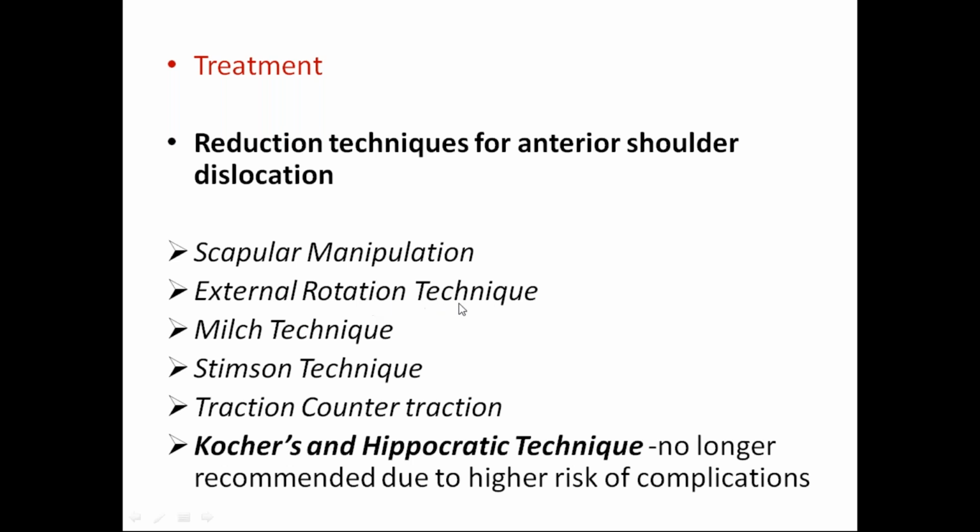And another one is axial rotation technique. This is the most commonly used anterior shoulder reduction technique. In this, we have to exaggerate the axial rotation deformity of the shoulder joint. So it leads to disimpaction at the site, and after that it is easily reduced. And another one is Milch technique.